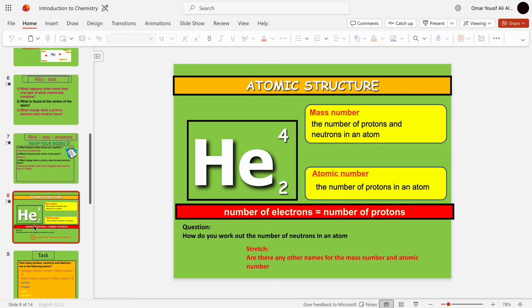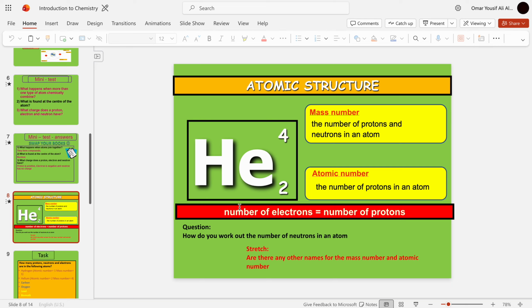atomic structure. Okay. So atomic structure, first on the periodic table, you'll see an element looking like this over here. It'll be in a square with the element's two letters, and the mass number and the atomic number. You might be wondering, what is the mass number? The mass number is the amount of protons and neutrons in an atom, and the atomic number is the amount of protons in an atom.